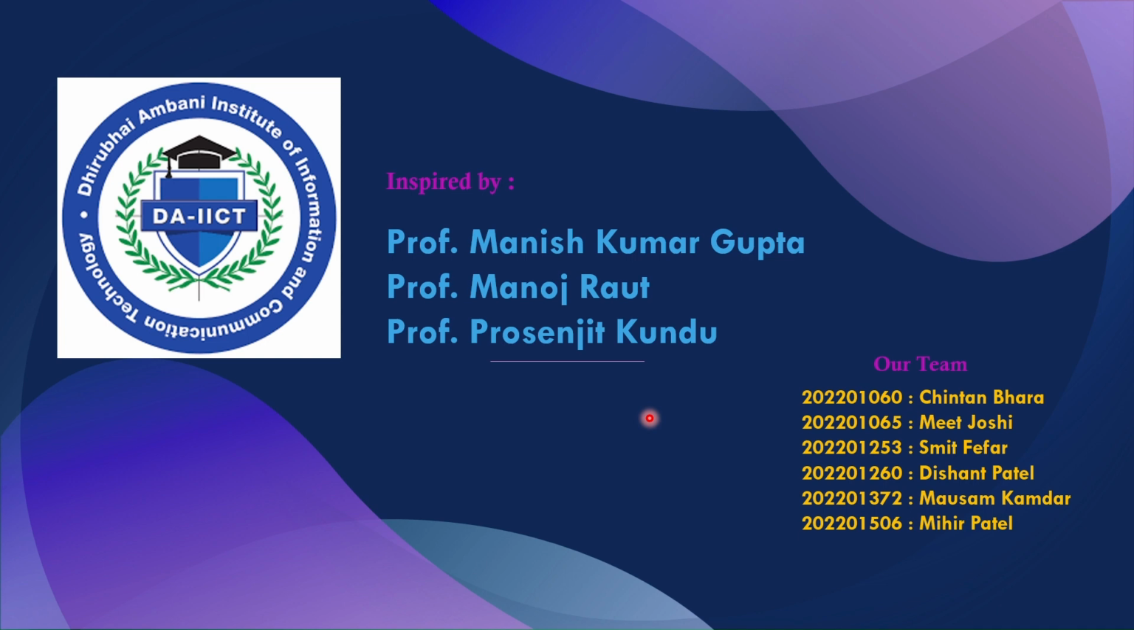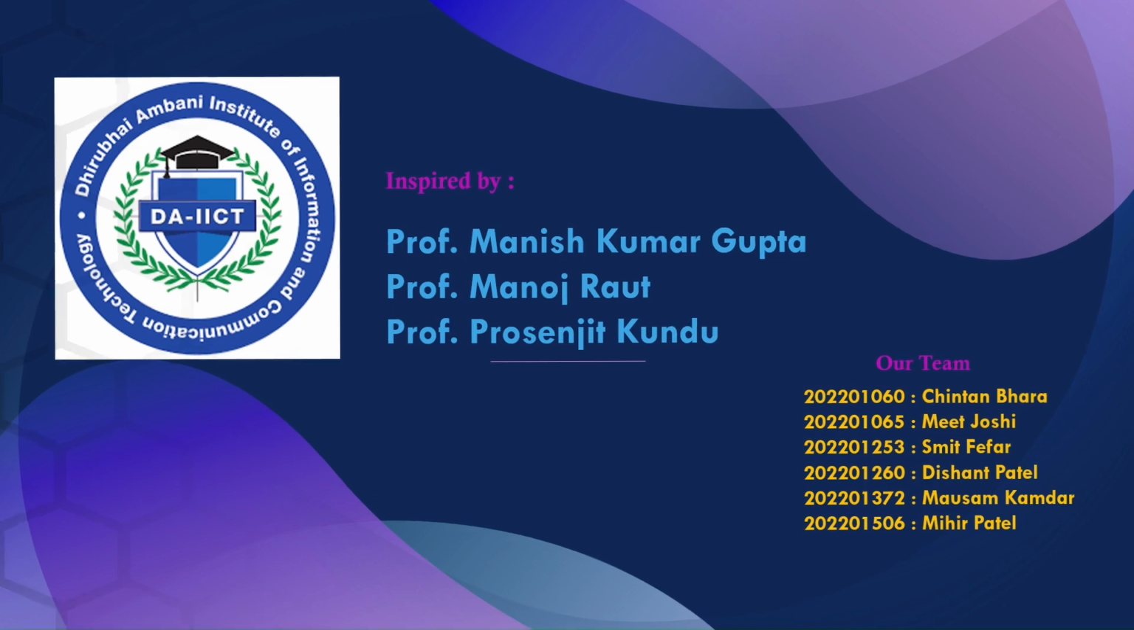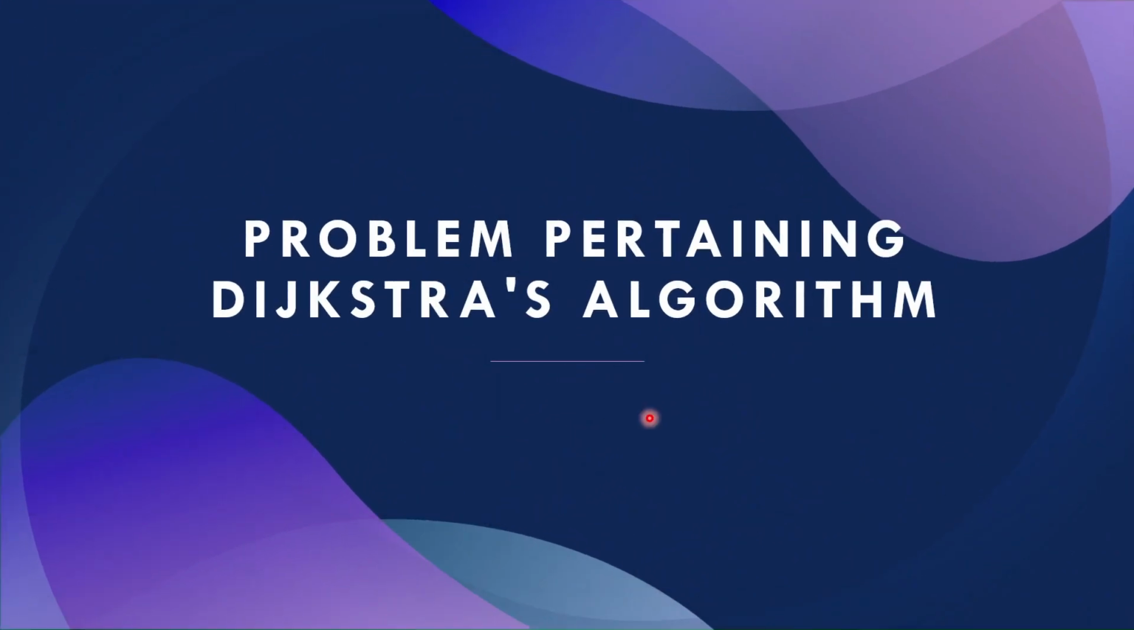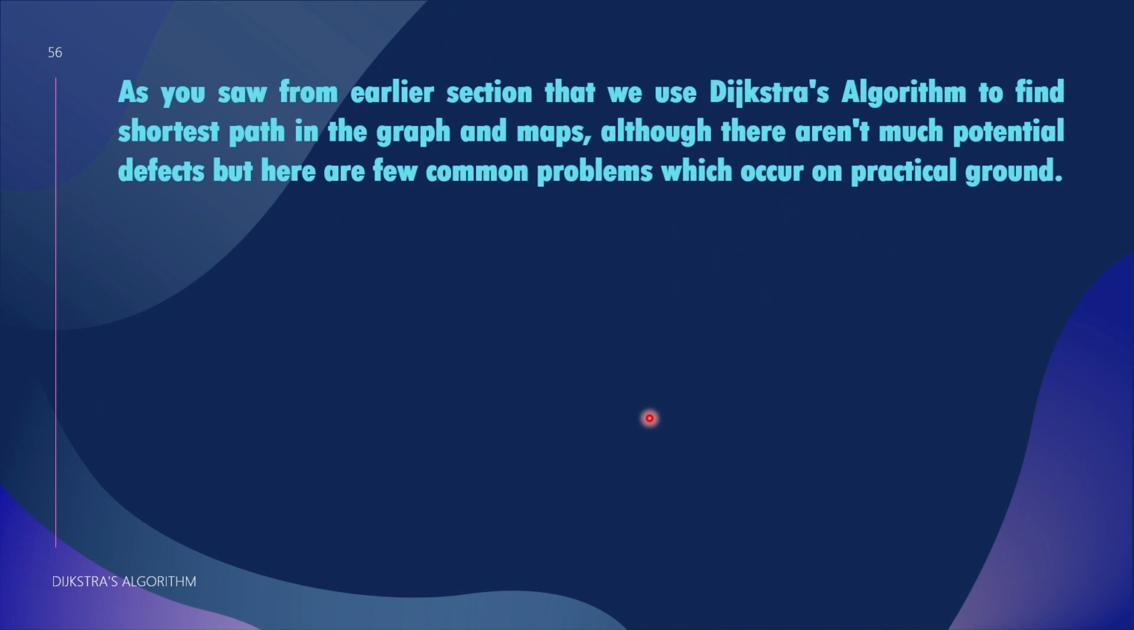But before we get started, do check out the previous videos, because if you don't watch them, you won't be able to understand what is going on here. So let's get started. My topic is problems related to Dijkstra's algorithm. Basically, I'm trying to show what kind of problems can occur on the practical ground in Dijkstra's algorithm. As you already know about Dijkstra's algorithm very much, I guess, from the previous videos.